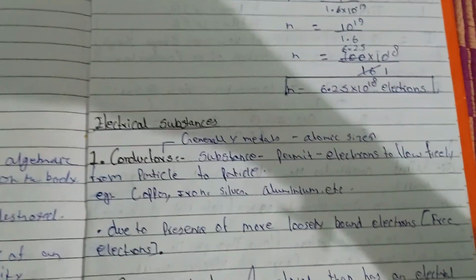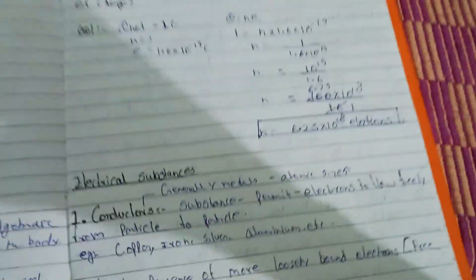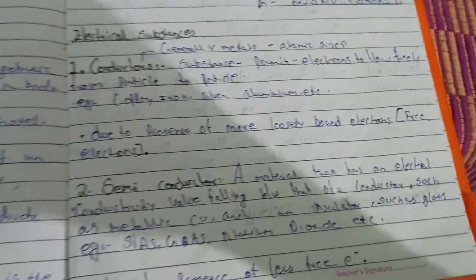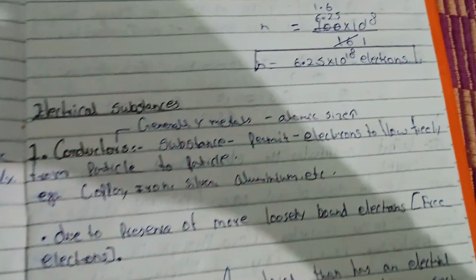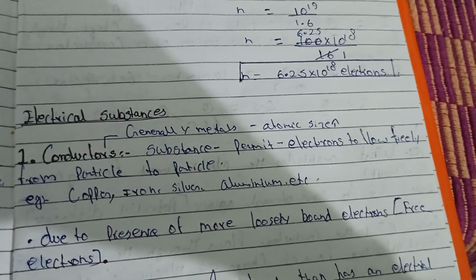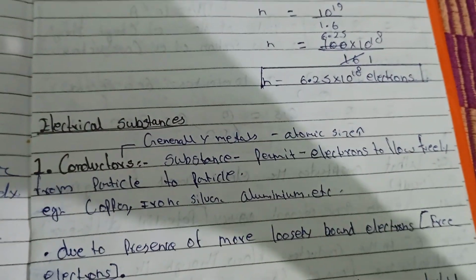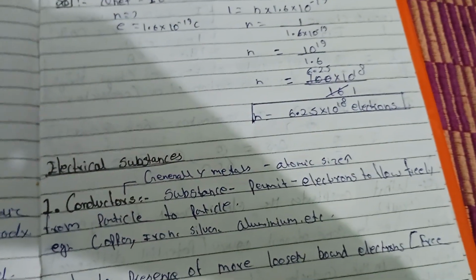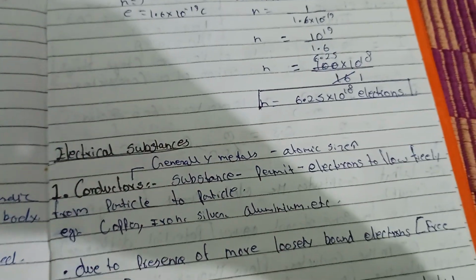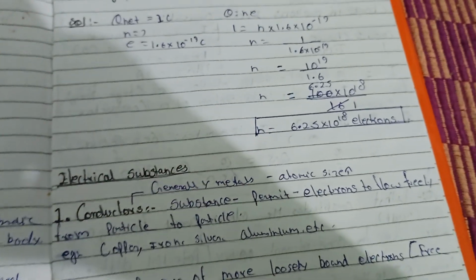Electrical substances are of three types: conductor, semiconductor, and insulator. They can be further classified, but in our syllabus there are only conductors, insulators, and semiconductors. Conductors are generally metals, because metals have greater atomic size than non-metals. If the atomic size is big, then the force exerted by the nucleus on the electron will be less. Force is inversely proportional to size. If size increases, the force decreases.